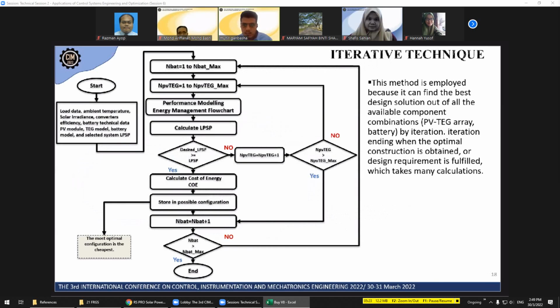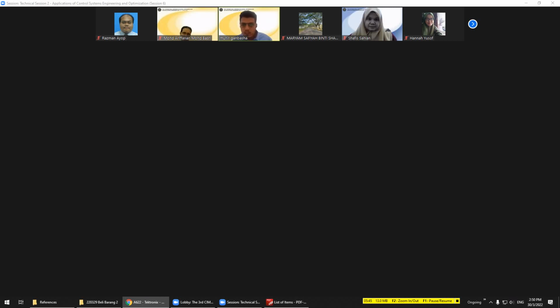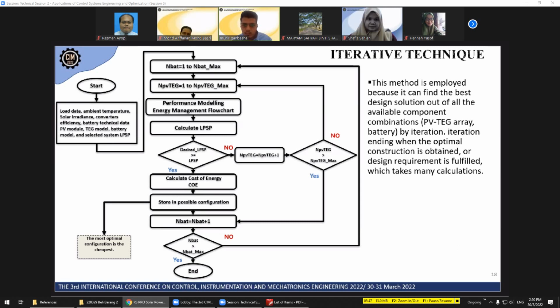First, we start sizing the system by using the iterative method. This method depends on iteration until the best configuration is obtained. It has some disadvantages, such as requiring a large number of iterations, a lot of calculation, and time to obtain the best design. This flow chart describes the iterative method and how it was modeled in MATLAB.